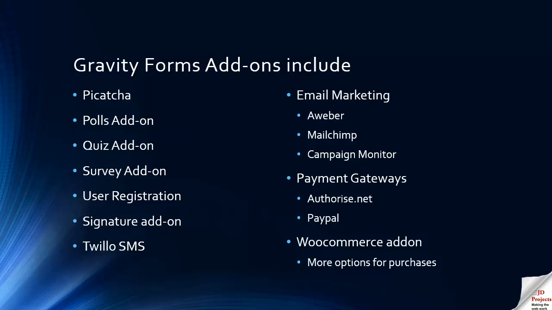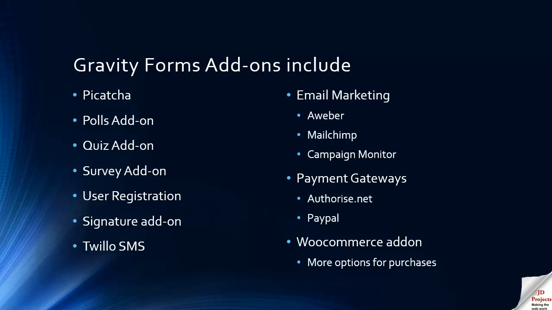Gravity Forms have their own range of add-ons which is available to the developers. The Picatcher is a graphical version of the Captcha. In other words, a way of saying if you're a human you can answer this, and if you're not, you're a machine and we should ignore you. The polls add-on allows you to do simple polls, the quiz the same, the survey the same as that. User registration allows you to create a form which then registers the user into the WordPress users. The signature add-on is a little box that you can use a pen enabled device to put a signature onto.